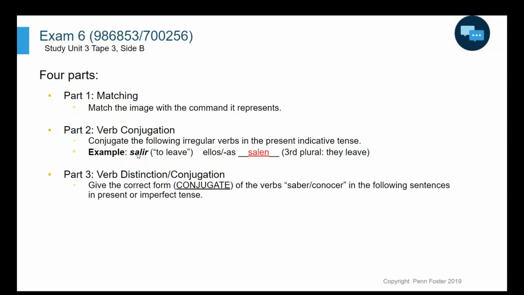So if we give you salir, which means to leave, any verb that ends with AR, ER, or IR is considered an infinitive, and it translates with the word to. So salir means to leave. The next column you'll see is the pronoun. So in this case, ellos or ellas. This is third person plural, they. So what we're looking to say here is they leave in Spanish, and that answer would be salen.